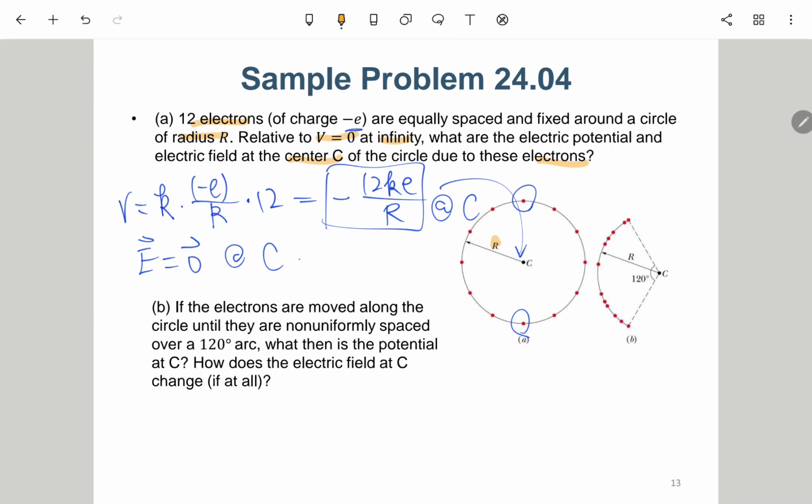Okay, so question B asks: if the electrons are moved along the circle until they are non-uniformly spaced over a 120 degree arc, that is, randomly distributed on this 120 degree arc, what then is the potential at C? How does the electric field at C change?